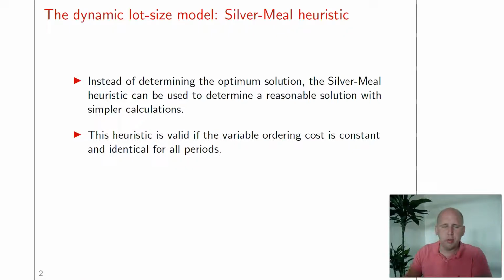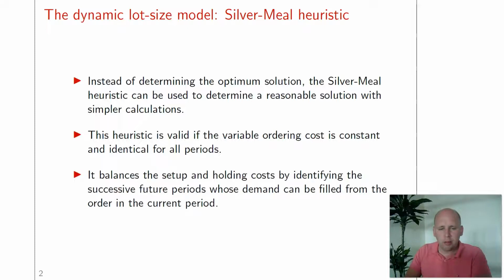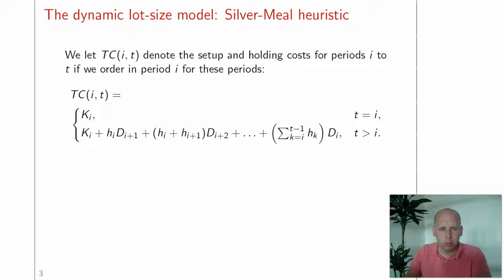So there's just a fixed amount that you pay per product that you order. And that should be constant because this heuristic basically only balances the setup cost and the holding cost. So if that variable ordering cost is going to vary, then the performance of this heuristic will not be that good anymore, because that is not taken into account.